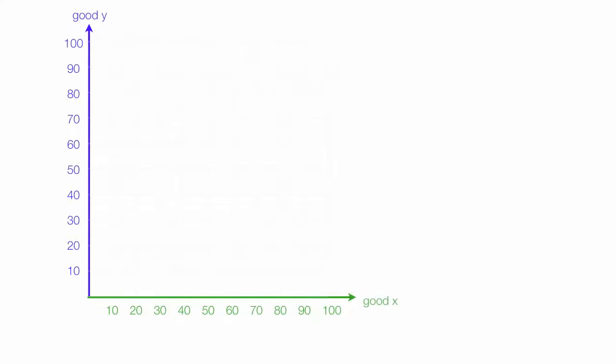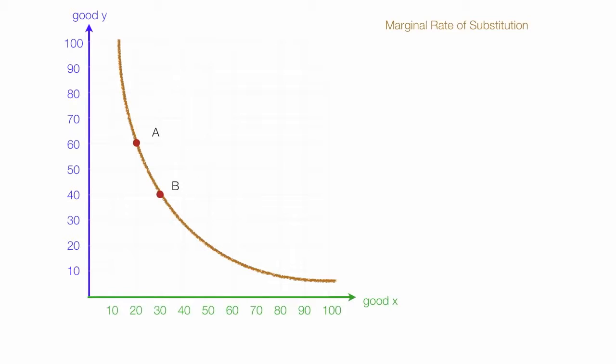Along the y-axis is good y with numbers. Along the x-axis is good x with numbers also. And the brown curve here is the indifference curve. This point here, point A, and I'm going to draw another point, point B, and imagine a consumer moves from point A to point B. We can calculate their marginal rate of substitution, or MRS.